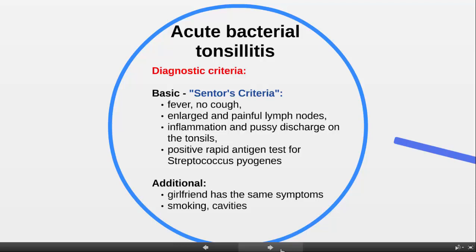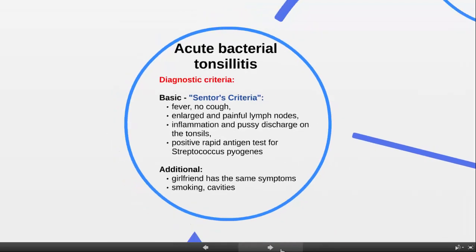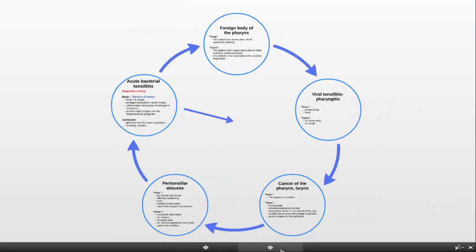I also added my findings that the patient's girlfriend had the same symptoms, and I took into consideration that the patient smoked, which may cause lowering immunity of his throat. Also, he has cavities, which could be a place for Streptococcus pyogenes chronic predisposition. And finally, my probable diagnosis is acute bacterial tonsillitis. I am ready to present it to my patient.